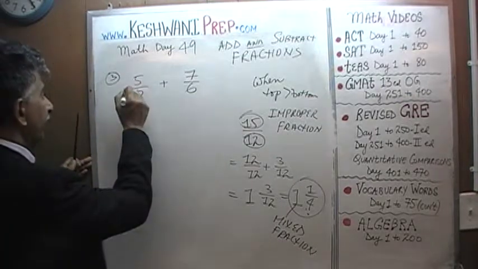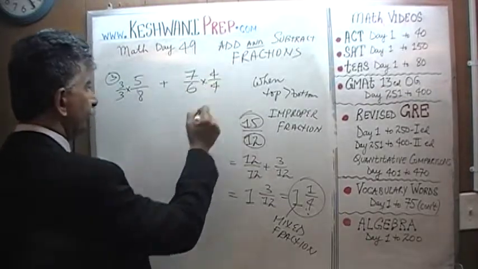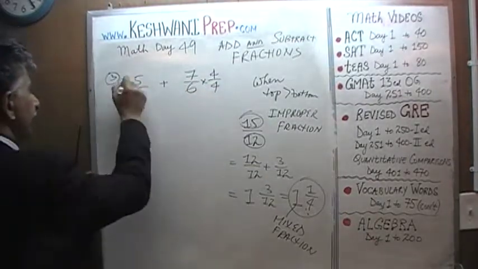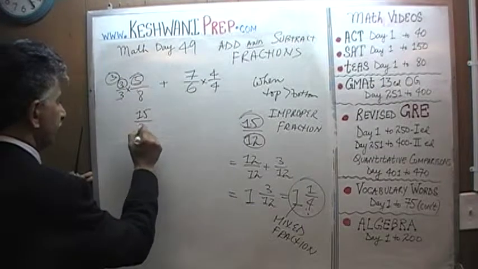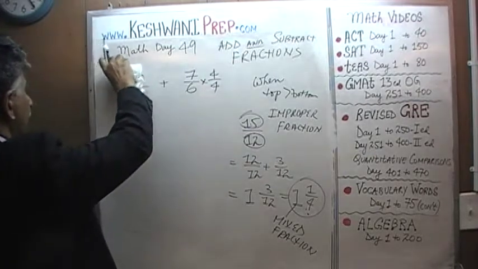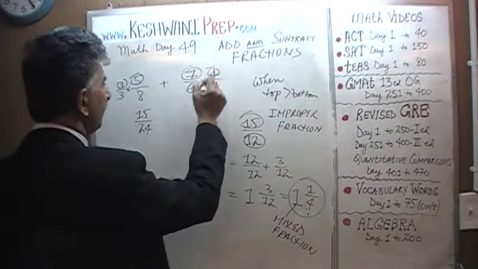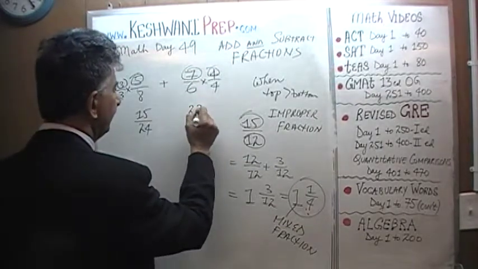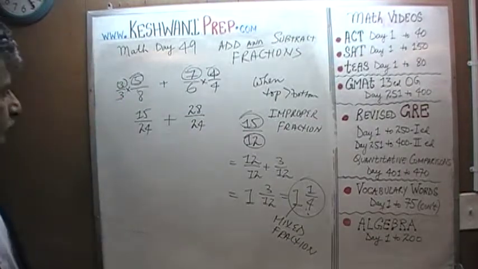Let's do that. Multiply top and bottom by 3, and multiply here top and bottom by 4. So now we end up with 3 times 5, which is 15, and here we have 3 times 8, which is 24. I'm going to erase that 3 here so you don't get confused. And here we have 7 times 4, which is 28, over 24.